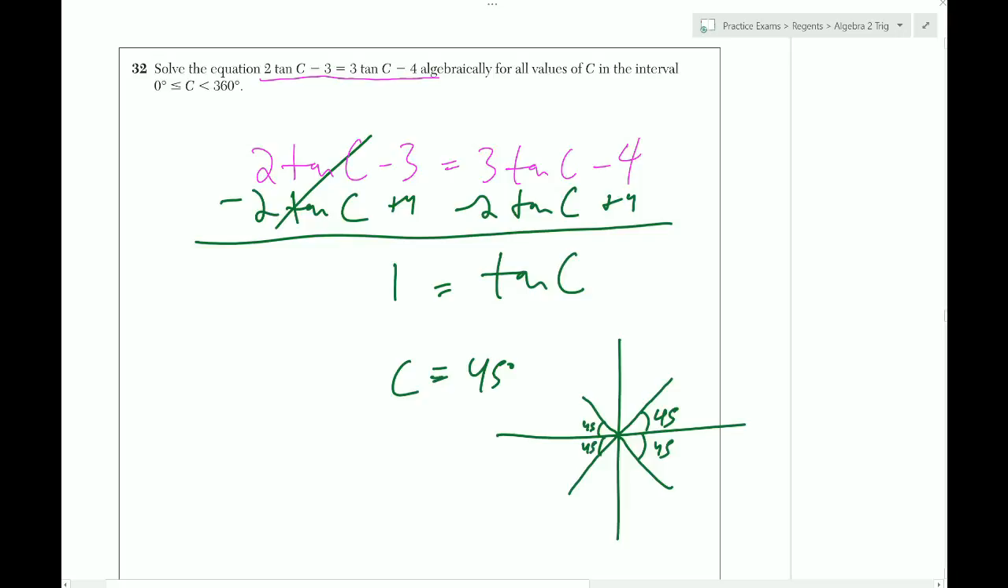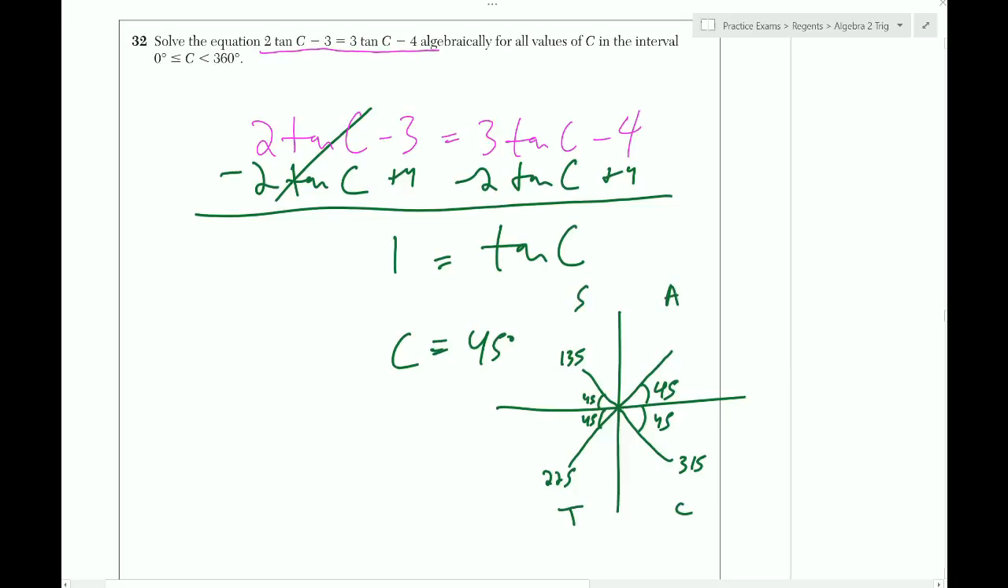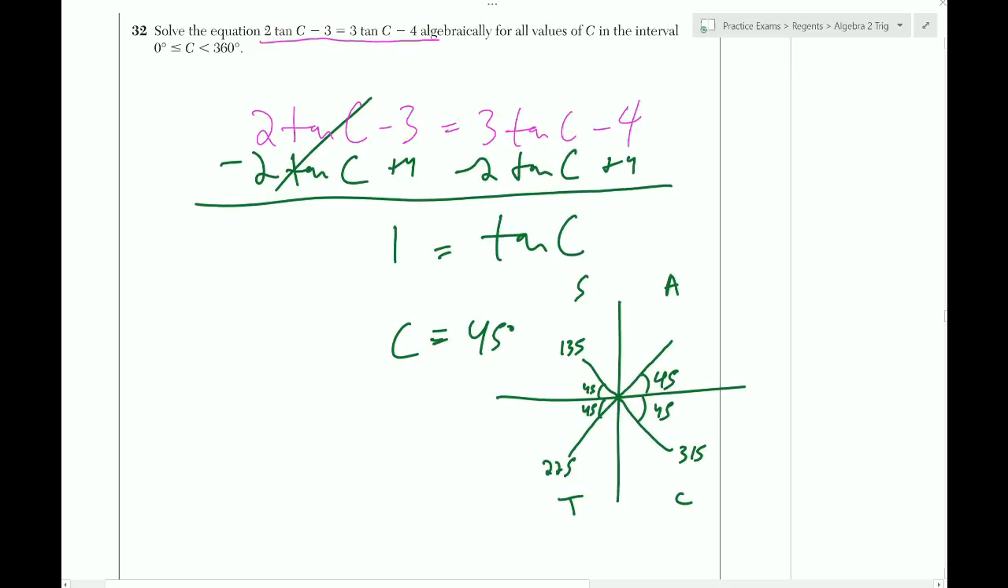So the second quadrant angle will be 45 shy of 180, so this will be 135. This is 45 beyond 180, so that's 225. This is 45 shy of 360, so that's going to be 315. Now, 2 of these angles are positive for tangent and 2 are negative. So if we use ASTC, we can figure out which is which. So we are looking for our tangent to be positive. So we're looking at this quadrant and this quadrant. So our answers are going to be 45 degrees along with 225 degrees.